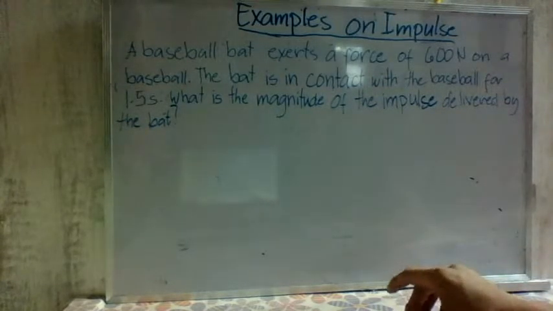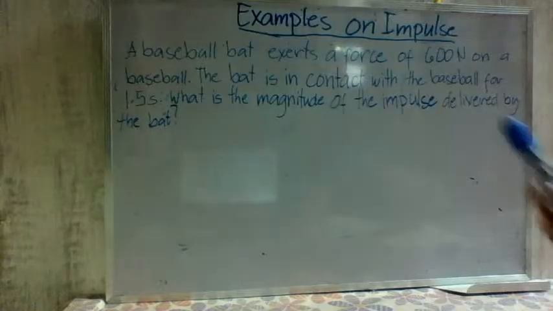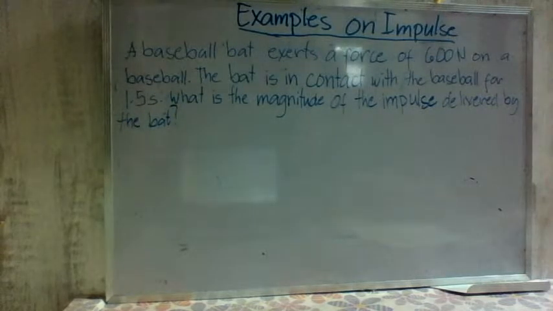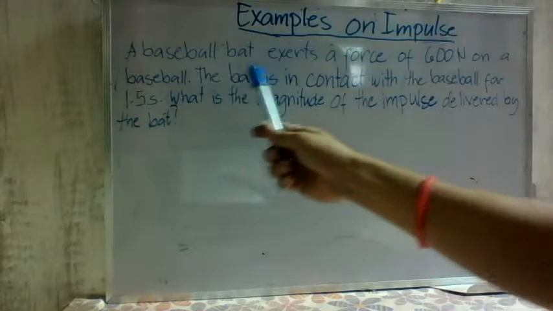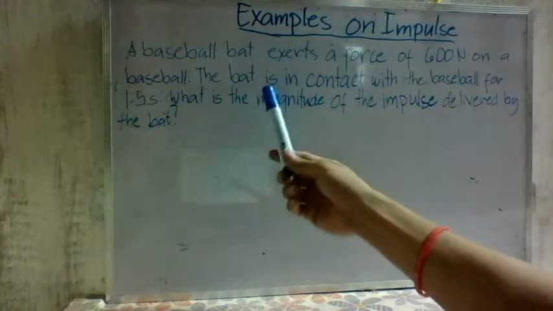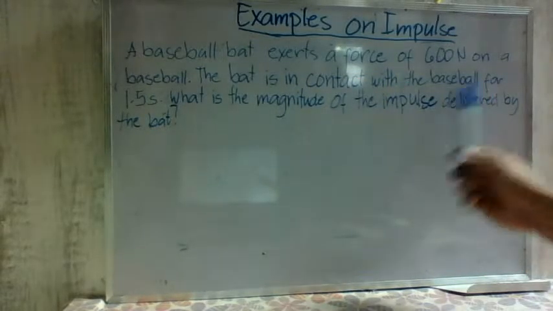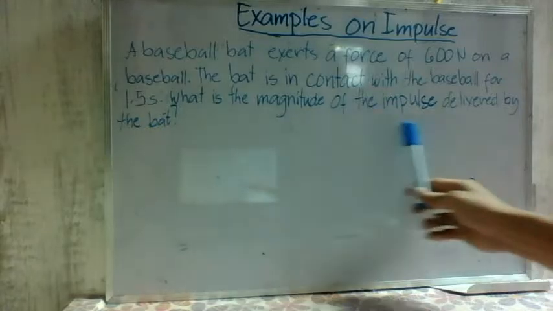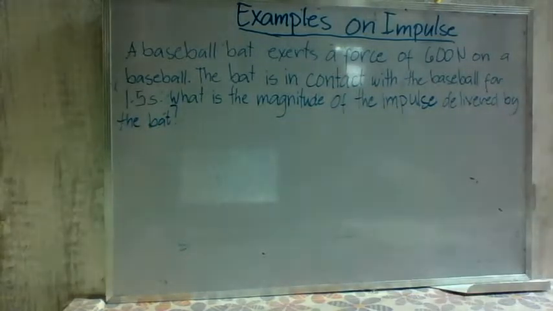So, unsaon na po nato pag-solve sa impulse kung given ta og force og change in time. So, atong problem, a baseball bat exerts a force of 600 Newton on a baseball. The bat is in contact with the baseball for 1.5 seconds. What is the magnitude of the impulse delivered by the bat?